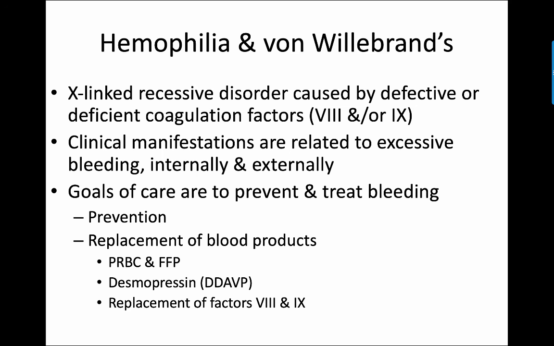And in order to do that, we usually have to give the patient replacement of both factor 8 and factor 9, and also we use DDAVP, which is essentially something that can stop bleeding. We also have to replace the patient's blood products, their packed red blood cells and FFP, and that will also help give them clotting and coagulation factors.